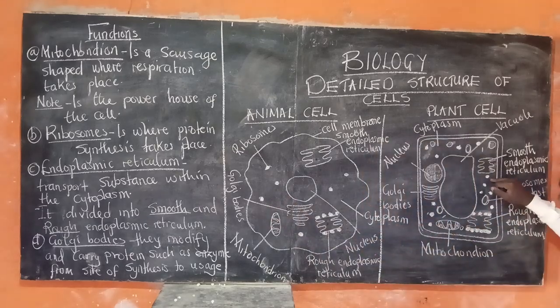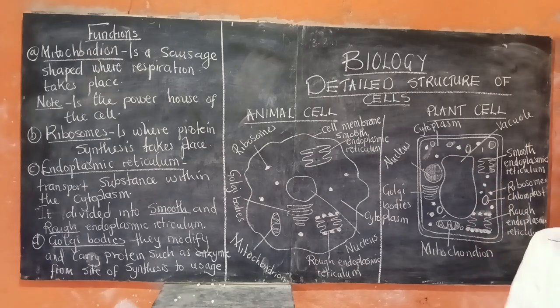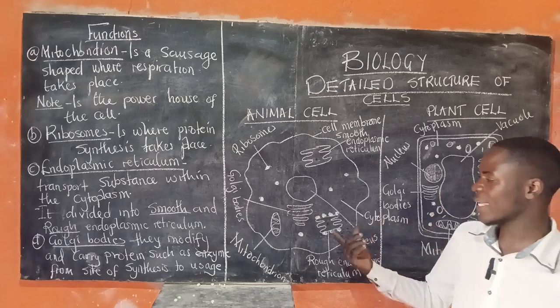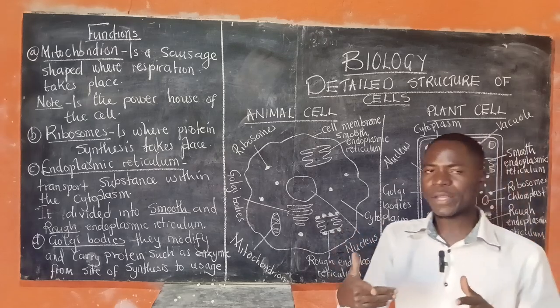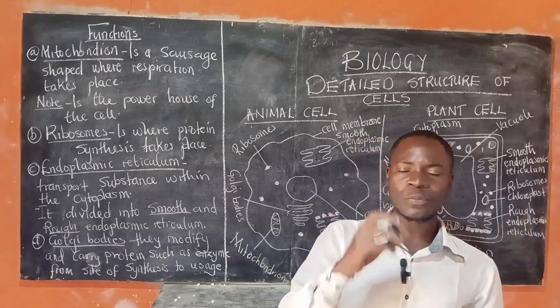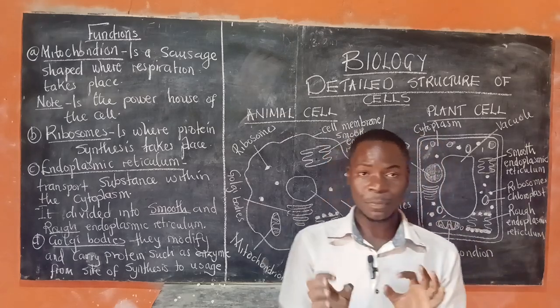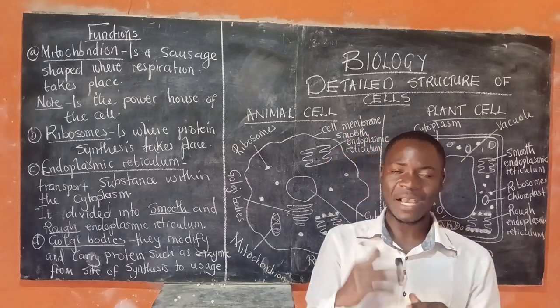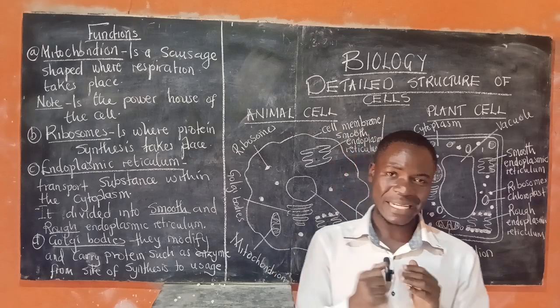Please, ribosomes are different from the chloroplasts. Chloroplasts are bigger than the ribosomes. The ribosomes are the ones that are attached to the endoplasmic reticulum for them to be rough. The function of the ribosome is that it is where protein synthesis takes place. Are we getting the point from there? I guess you're understanding something.